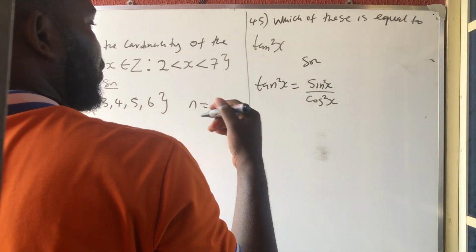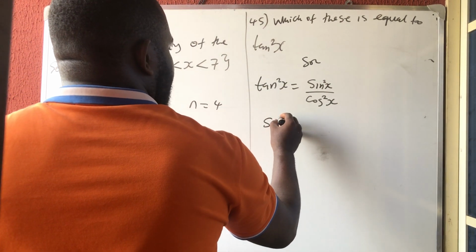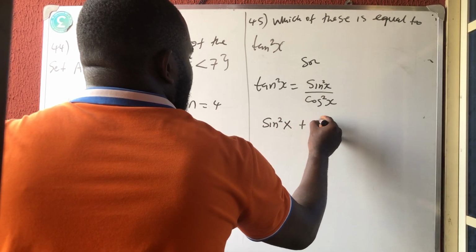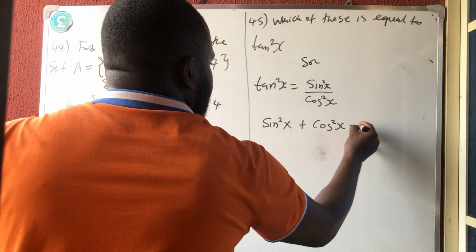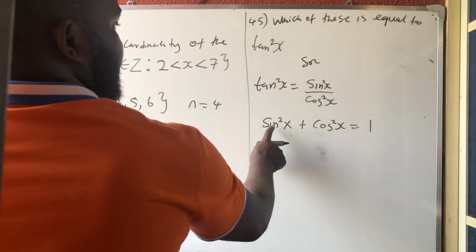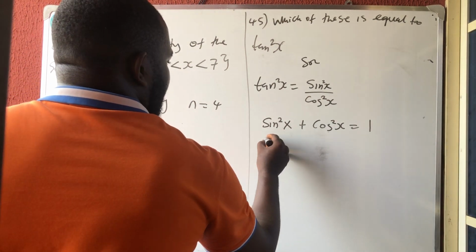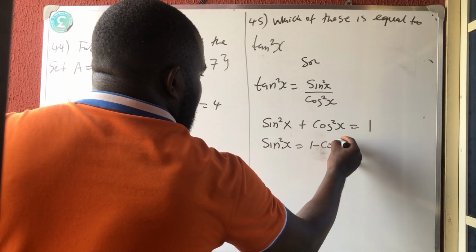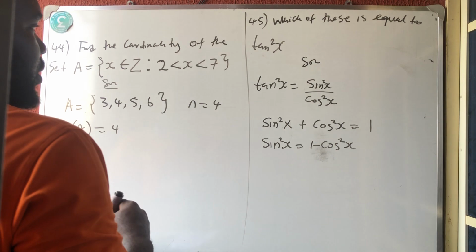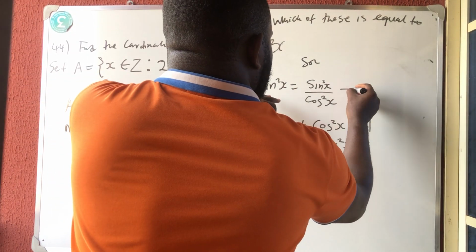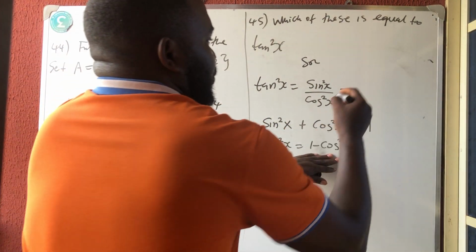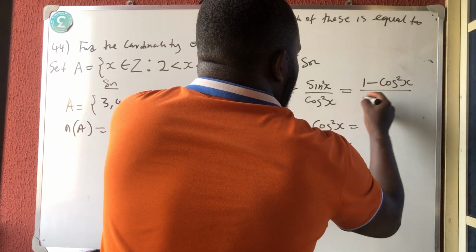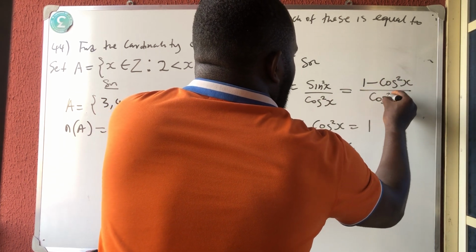But we know that sine squared x plus cos squared x is equal to 1, is it not? So let me make this the subject. This one can move here to have sine squared x as 1 minus cos squared x. Instead of writing sine squared x, I can put 1 minus cos squared x, all over, bring this one down, cos squared x.